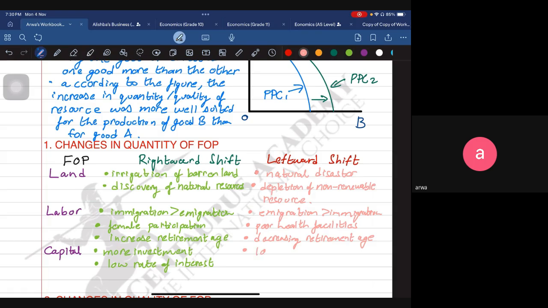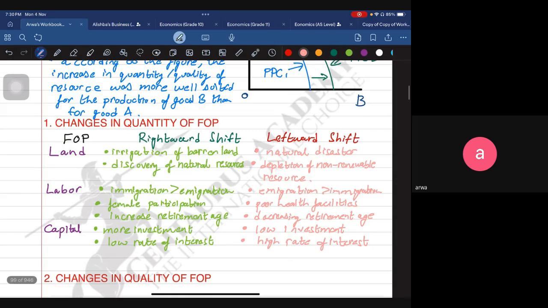Again, there's low investment, a very easy point, and there is a high rate of interest, so fewer people will be borrowing money to invest in businesses. Then comes the last point, that is the enterprise. So an enterprise is basically talking about the entire business, right?